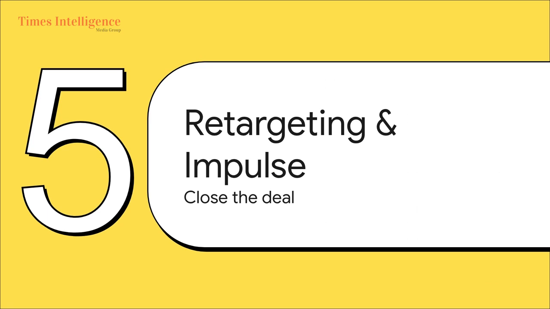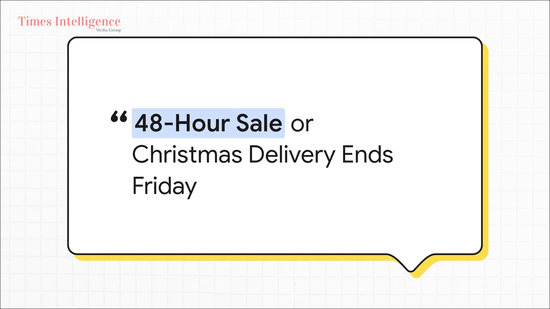Section 5, retargeting and impulse purchases. Time to close the deal. So, the crucial point is, how do we close the deal with those repeat visitors who left without buying? These people are incredibly high value because they already know your brand. The secret here is leveraging urgency. Hitting them with specific messaging like 48-hour sale or Christmas delivery ends Friday acts as a huge psychological trigger. It basically short-circuits their hesitation. By emphasizing limited availability during these super short campaign windows, you actively cut down on those delayed purchasing decisions.